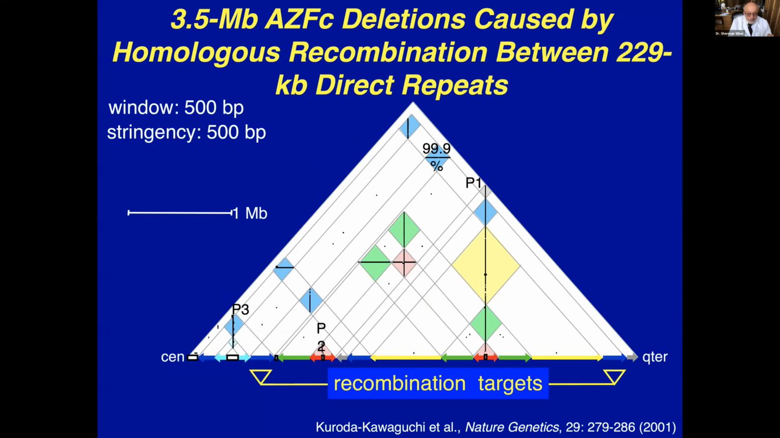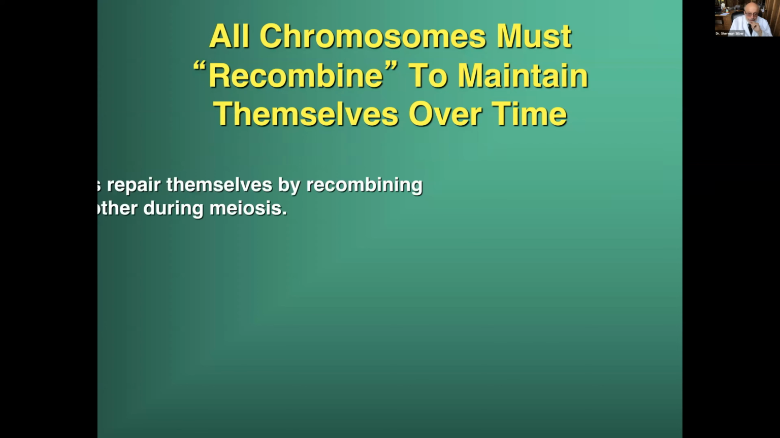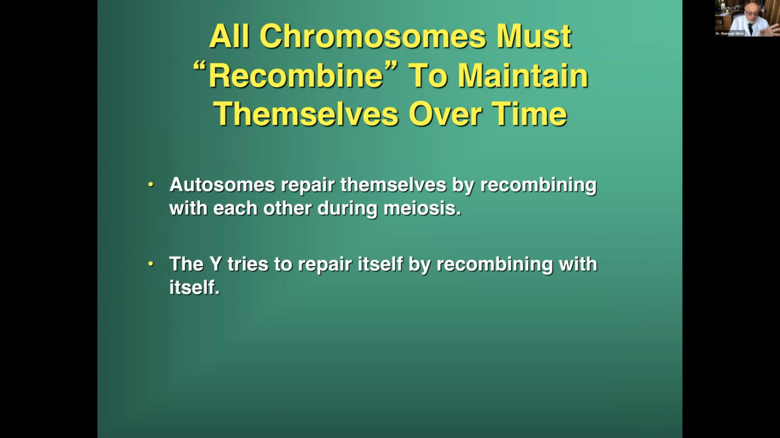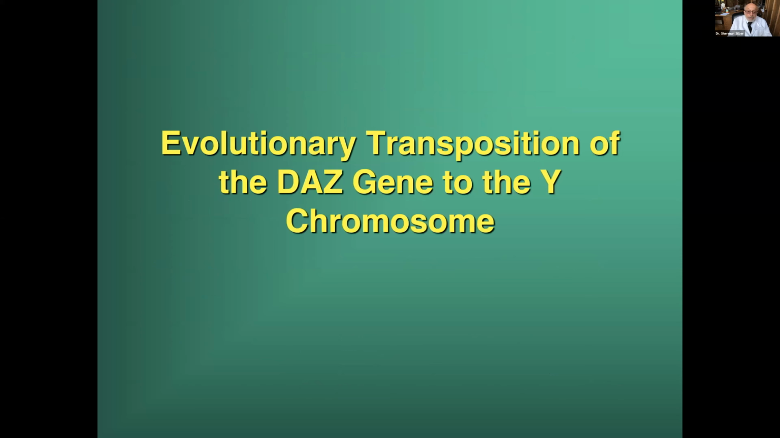If you look at them, you can see that these recombination targets are identical, and what's in between them will disappear when they recombine. Now, all chromosomes must recombine to maintain themselves over time. It's a little bit of a funny slide. Autosomes repair themselves by recombining with each other during meiosis. Okay, everybody knows that. The Y tries to repair itself by recombining with itself. The DNA between identical sequences of nucleotides drops out when homologous sequences on the same chromosome recombine.